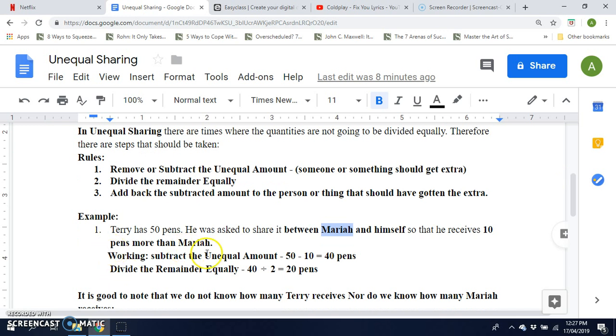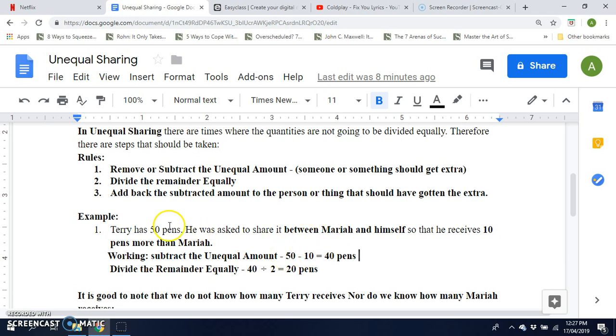Before we even give Maria anything, if somebody tells you, hey, you have to get 10 more than her, then the first thing to do is to take out your 10 and put it aside. So if I remove 10 from 50, I now only have 40. You cannot go to Maria with 50.